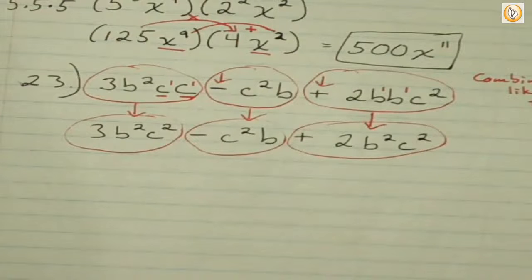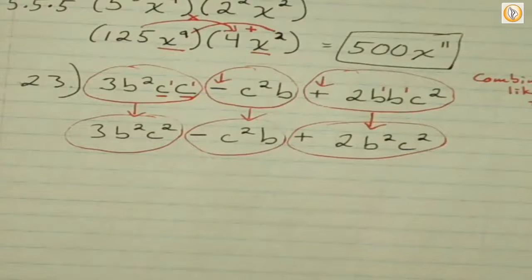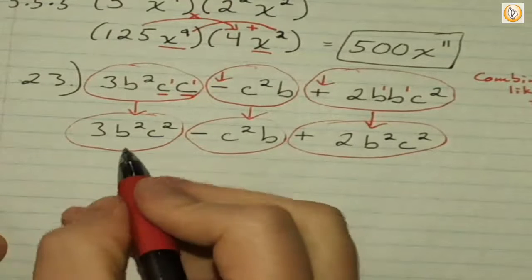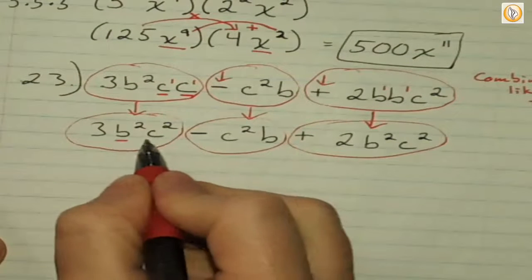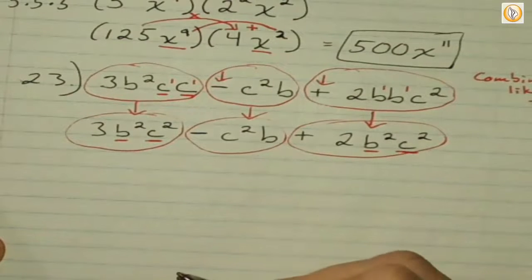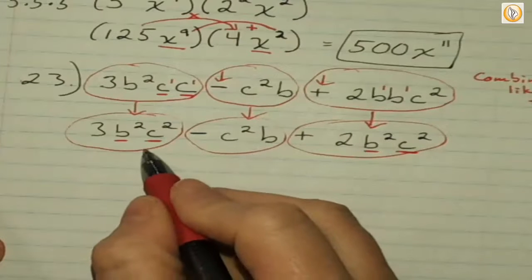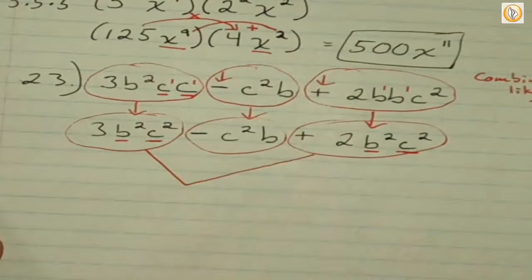Now, I want you to look at the groups. Which ones are considered like terms? The first and last. Look here, guys. This is b squared and c squared, b squared and c squared. Do y'all see that? These don't match. So these two can combine.